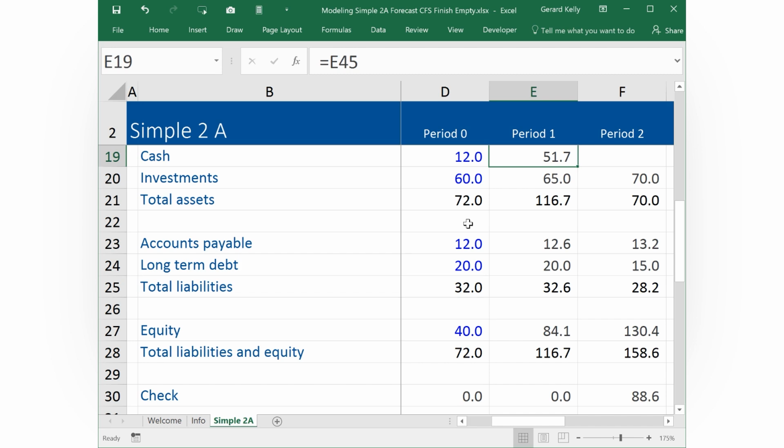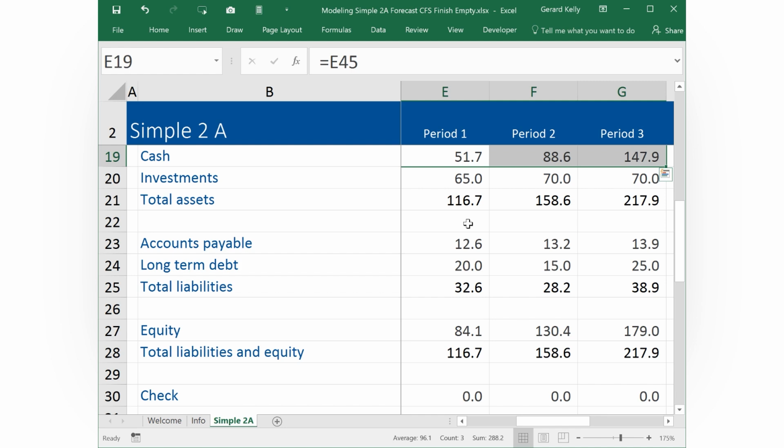Guys, let's copy that into period 2 and period 3. Does the balance check go to 0? Yes, it does. Fantastic. So the cash flow statement was all finished. We then plugged cash into the balance sheet and the balance sheet is all finished.